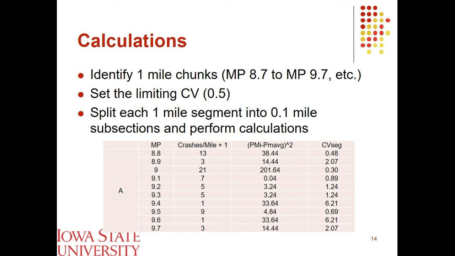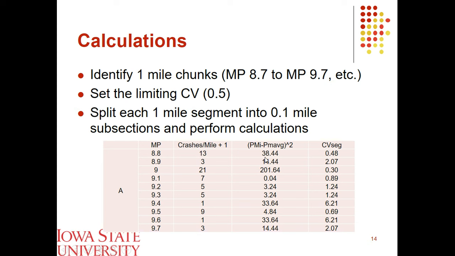The first thing is to calculate all of the crashes that occur at mile point 8.8. Once again, these are crashes that occurred at a mile point greater than 8.7 and less than or equal to 8.8. And then we're going to add 1 to that value again to avoid having 0 in the denominator of our calculations.